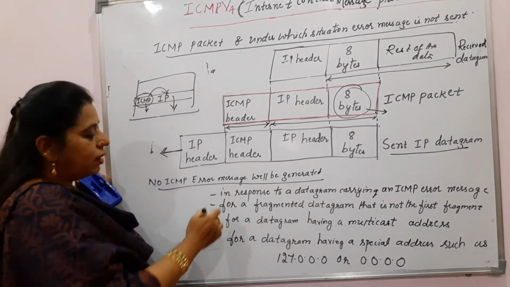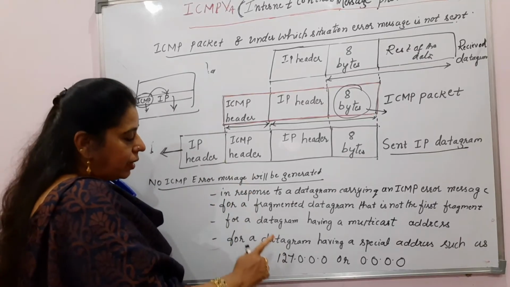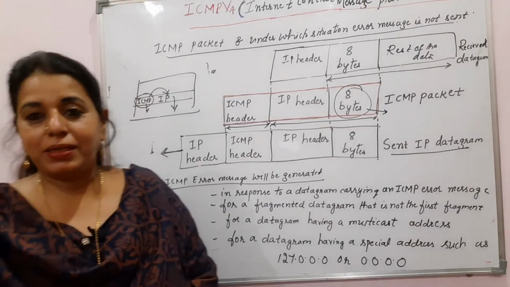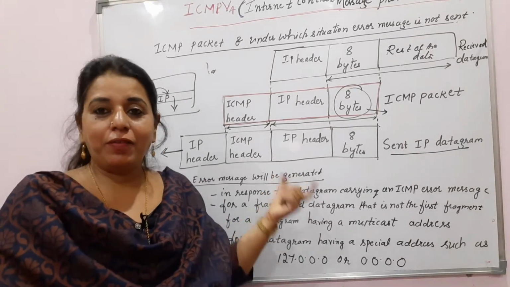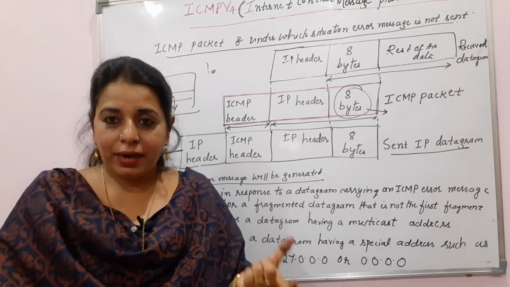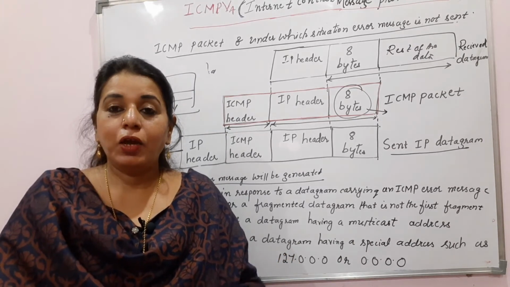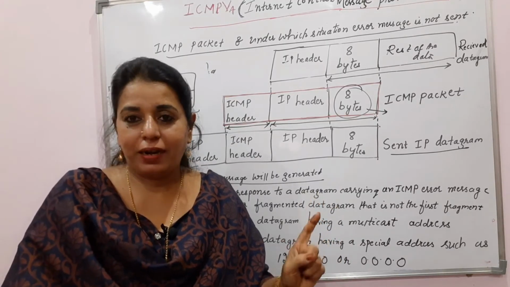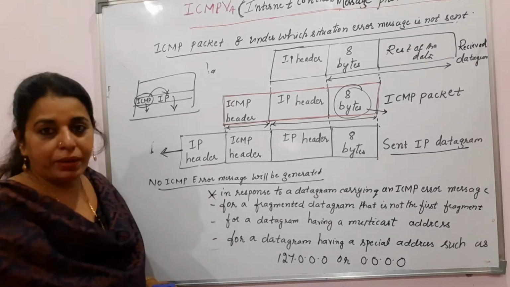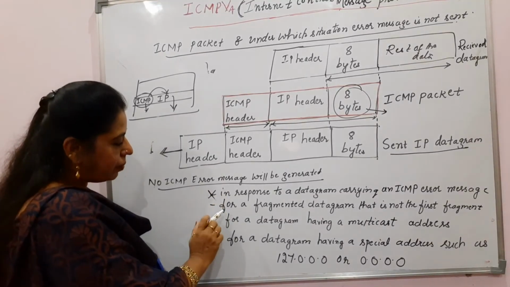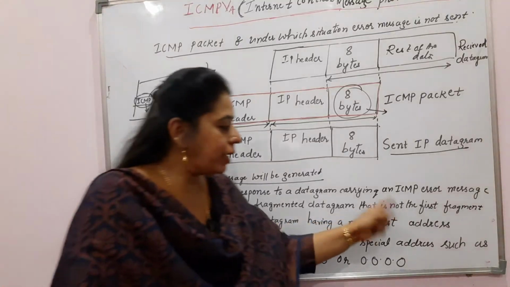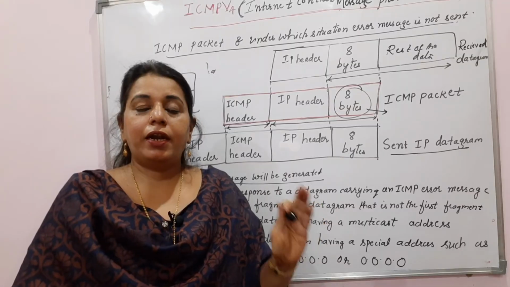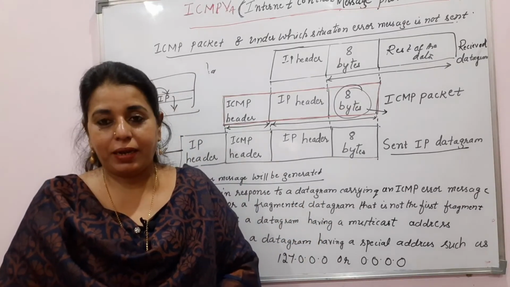Fine, but there are conditions under which no ICMP error messages are generated. First, an ICMP error message will not be generated in response to a datagram carrying an ICMP error message. If a packet is carrying information about errors, we say it is an ICMP packet, and if there are any further errors for that, no ICMP error message will be generated. Second, no ICMP error message is generated for a fragmented datagram that is not the first fragment. It means error messages are generated only for the first fragment of the IP datagram.